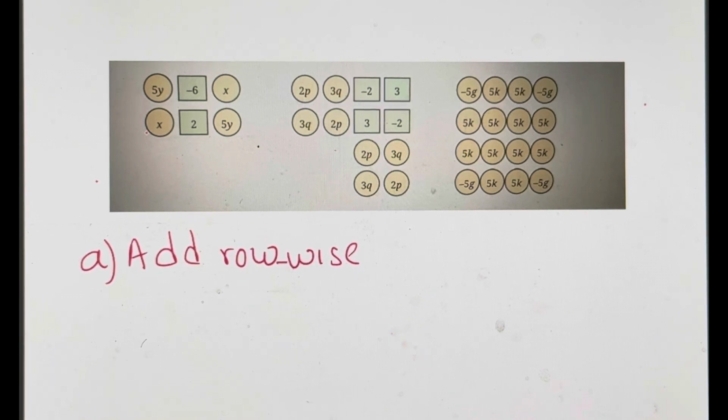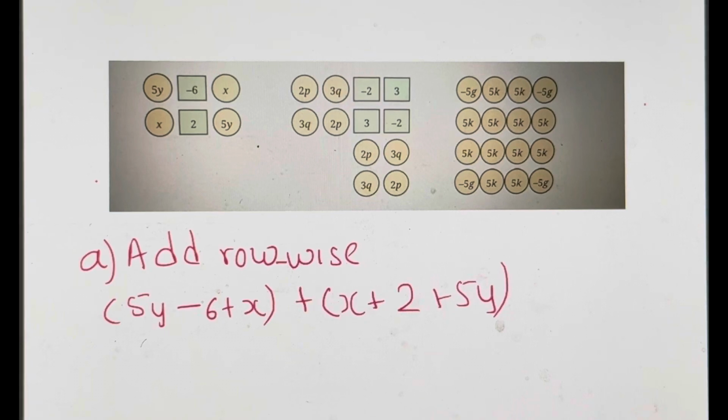If we see row wise, we take the first row, 5y minus 6 plus x. Then we add the second row to it, which gives you x plus 2 plus 5y. This is one way. Now if we add the like terms, x and x give 2x.